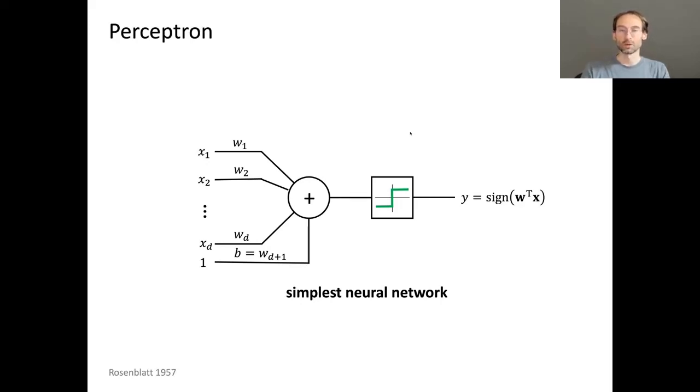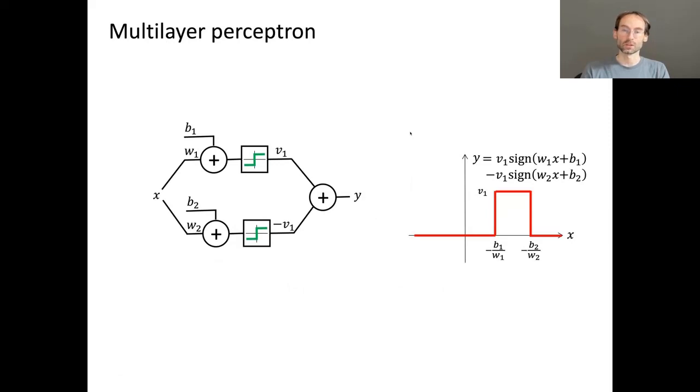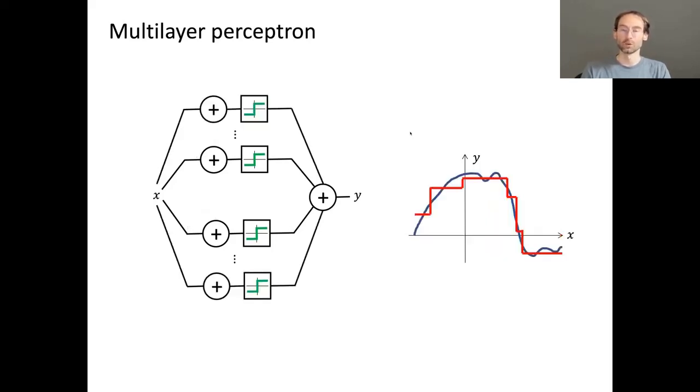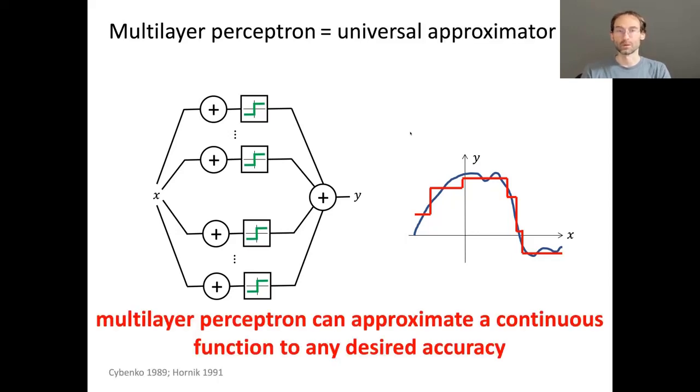But if you concatenate two such neural networks, what is called one hidden layer, you're able to represent step functions. The moment you're able to represent step functions, you can approximate any continuous function to any desired accuracy. This is what we call the universal approximation property. It was proven in the late 80s, and in a sense, it's very good news. Basically, we can represent anything we want, more or less. The problem, of course, is that this is a very weak inductive bias.